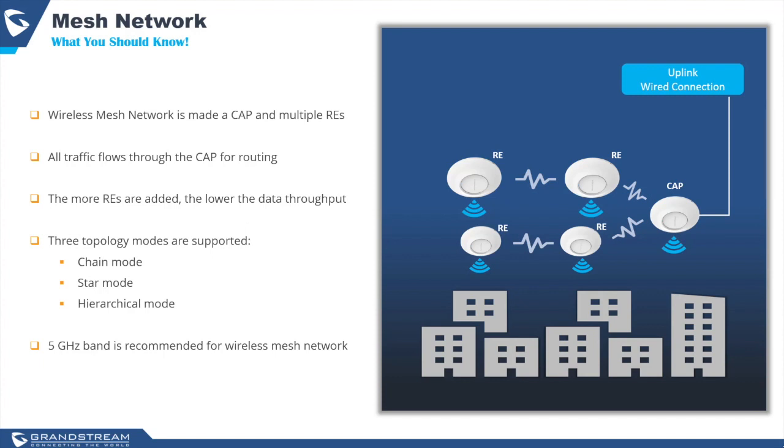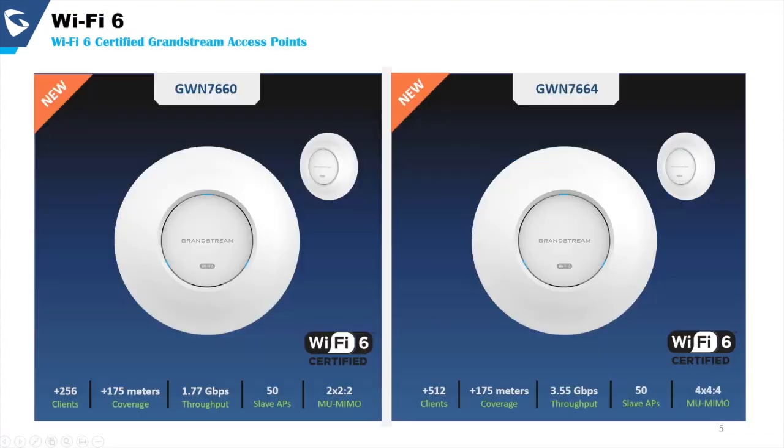In terms of configuring a mesh network on the GWN access point, you can visit the Grandstream YouTube channel and search for the video guide Grandstream Mesh Network. You can also go to the Grandstream website. There's a document that explains in detail how to use and configure a mesh network using the GWN access points.